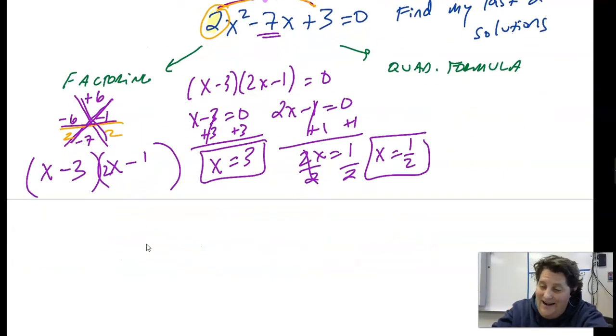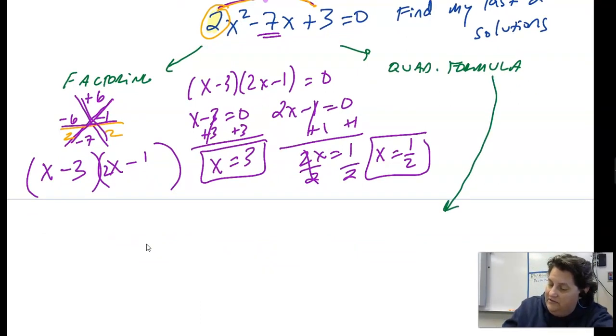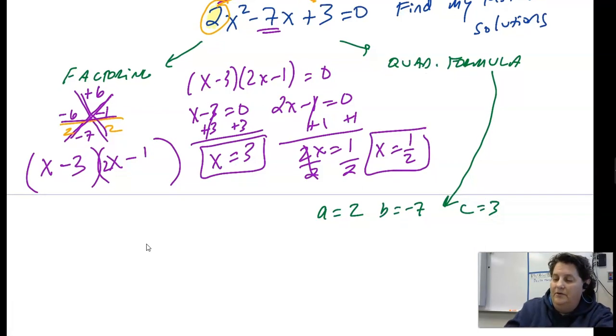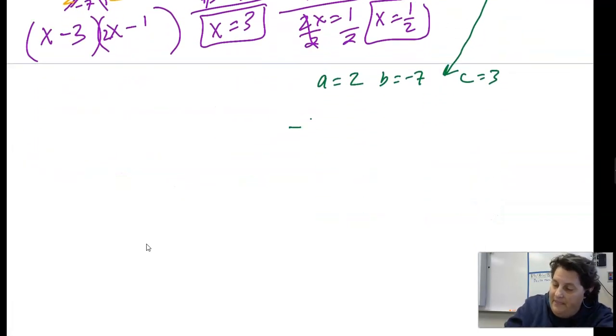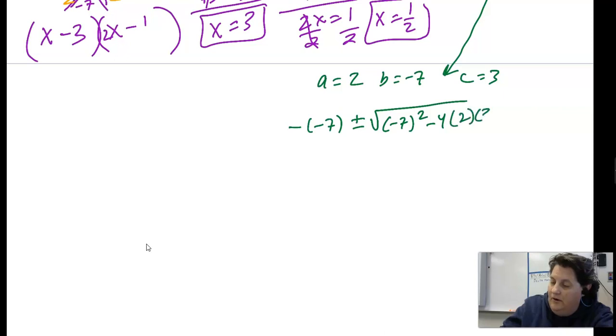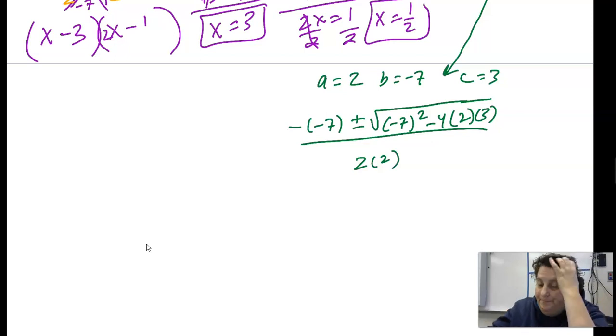Now, if you guys are not good at factoring, that's fine. Guess what? The quadratic formula will work every single time. A is 2, B is -7, C is 3. So let's go ahead and do the quadratic formula here. Negative B plus or minus the square root of B squared minus 4AC, all over 2A. All right, that's my quadratic formula.